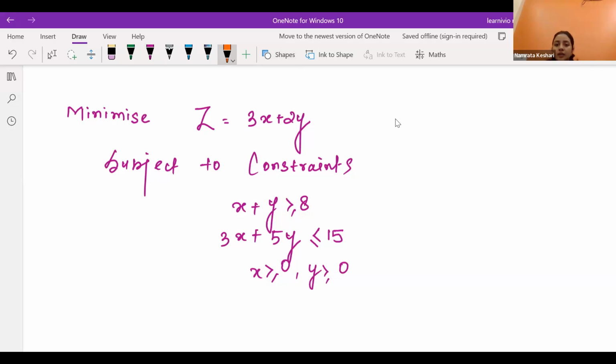So x plus y is bigger or equals to 8. When x is 0, y is 8. And when y is 0, x is 8. Solid line or dotted line, Annapurna? Solid line.